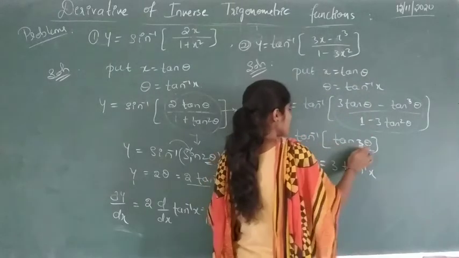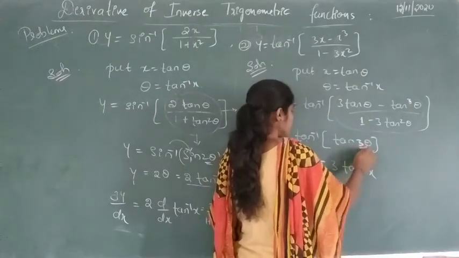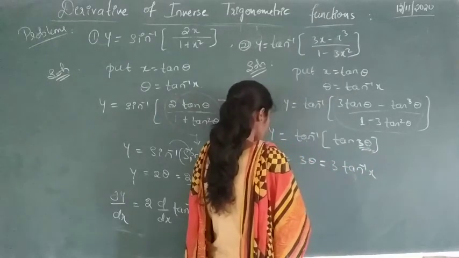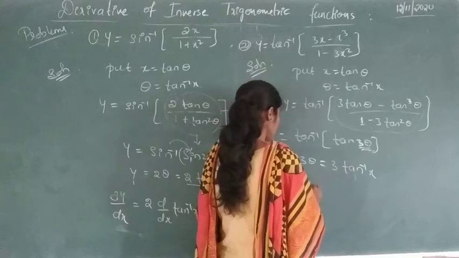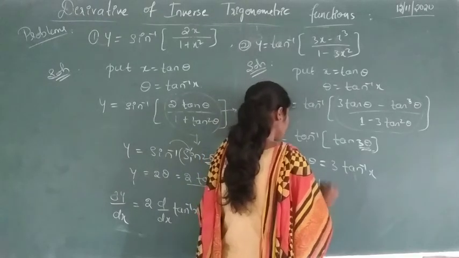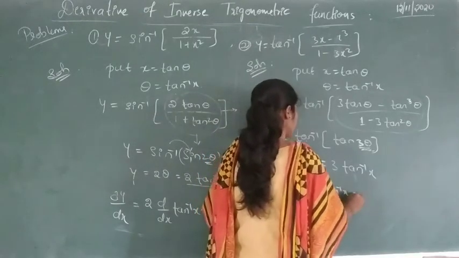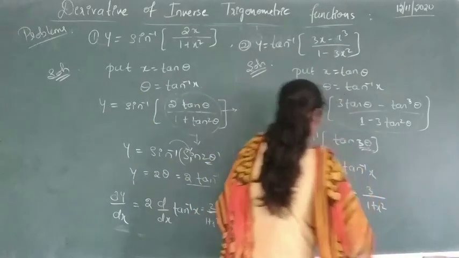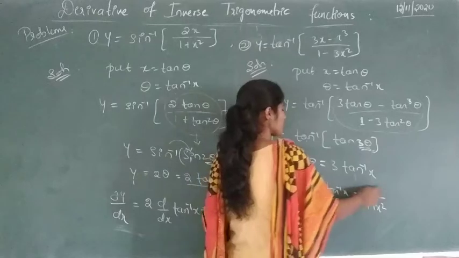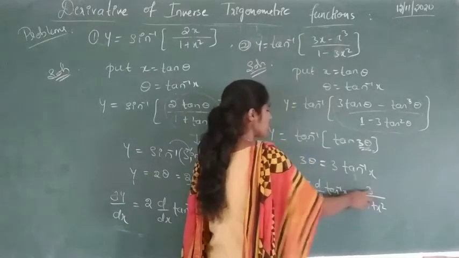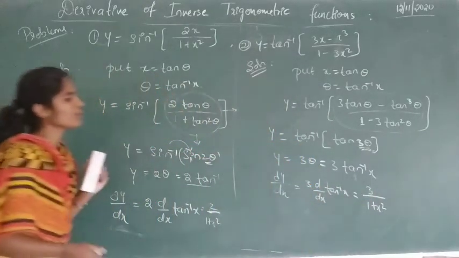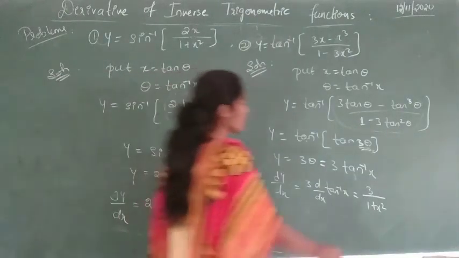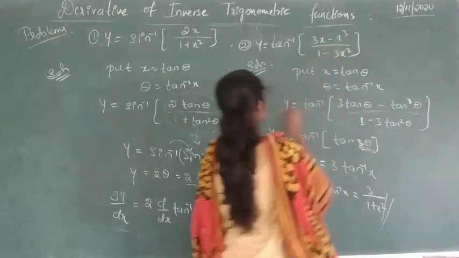Tan inverse of tan 3 theta can be written as 3 theta. That is 3 tan inverse x. So now I can easily differentiate dy by dx. That is equal to 3 into d by dx of tan inverse x. That can be written as 3 divided by 1 plus x square. Tan inverse x, the derivative is 1 by 1 plus x square, with 3 extra. So 3 divided by 1 plus x square. So this will be the derivative for this given function.